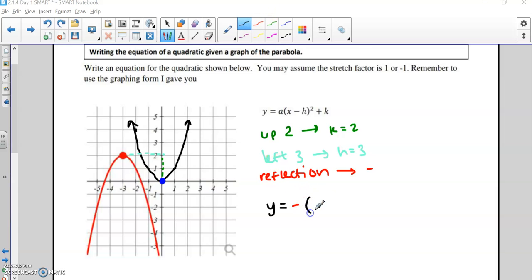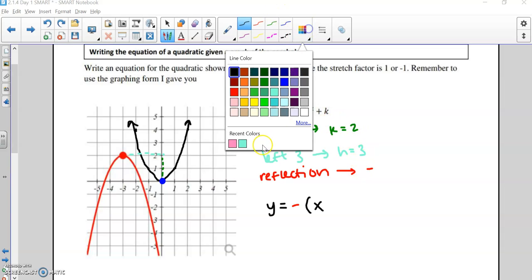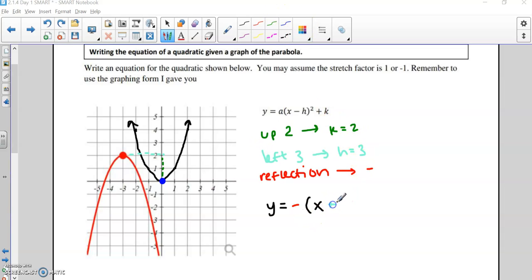Since there is no a value, we can go ahead and get started with this part. Now our h is a +3, so we're going to need a +3 in the parentheses, because that's where h goes, as you can see in your general form. And then lastly, we need our k, which is +2, so I'll do a +2. And that is our final equation. If you graphed this in your calculator or on the internet, you would get this exact graph.